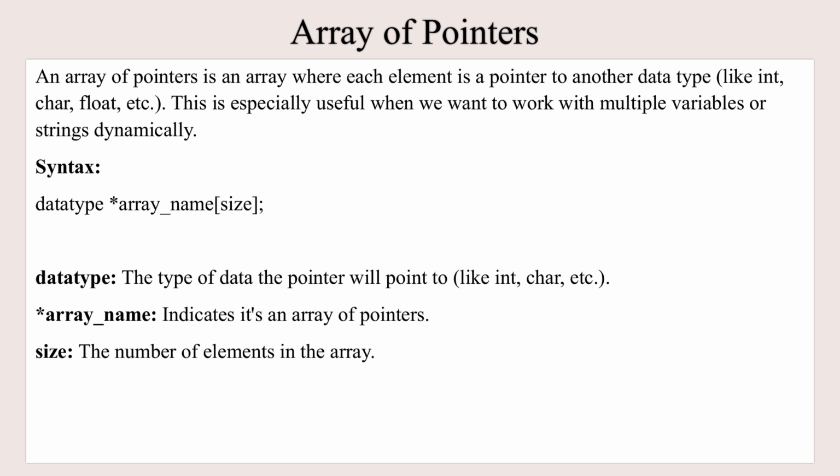Data type: the type of data the pointer will point to, like int, float, char, etc. *array_name indicates it's an array of pointers. Size: the number of elements in the array.